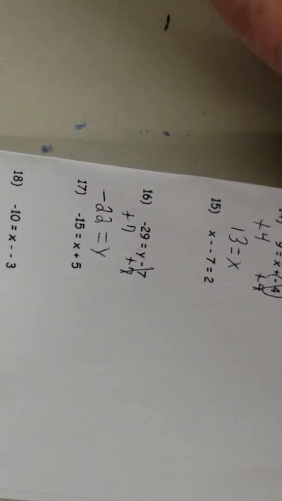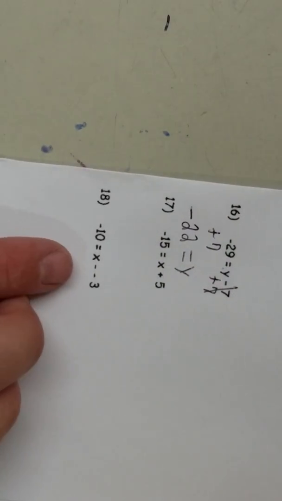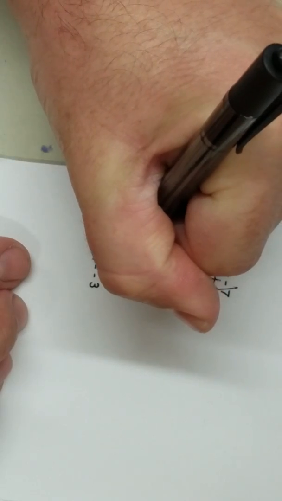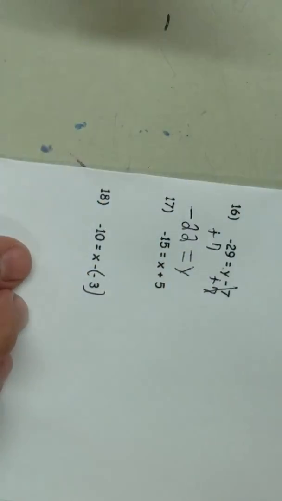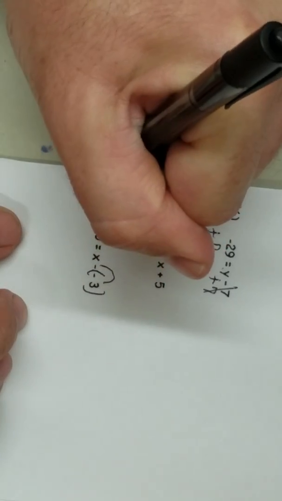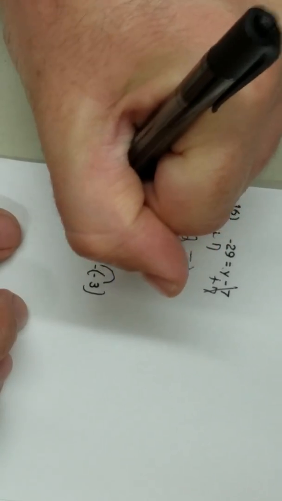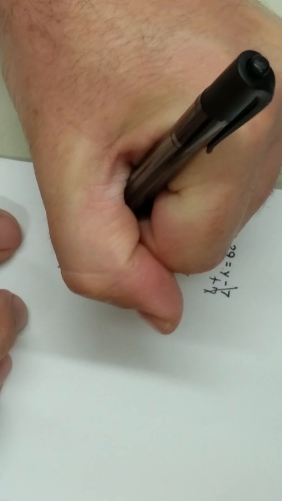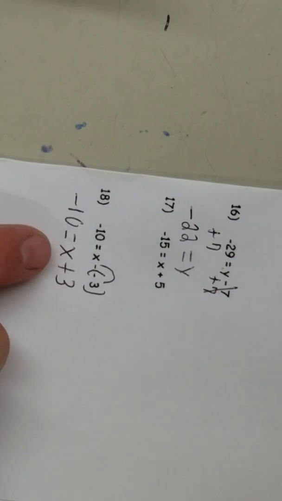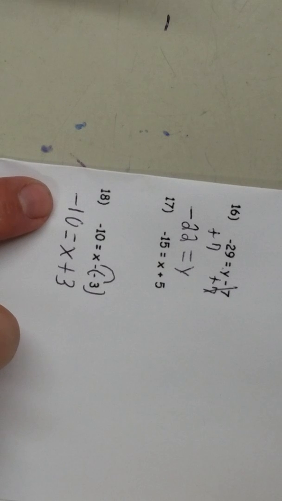I'll show you number 18. Number 18 also, you should add parentheses. You have a minus a negative 3, so use parentheses. And remember, if you're subtracting a negative, it turns into a plus. So rewrite it as negative 10 equals x plus 3. So you now have an x plus 3 equaling negative 10.